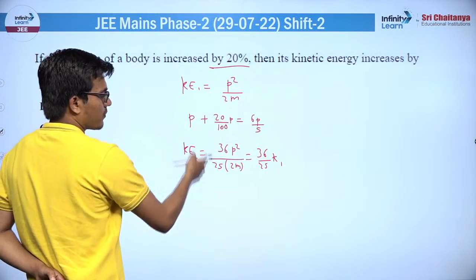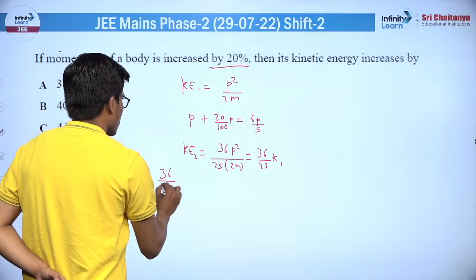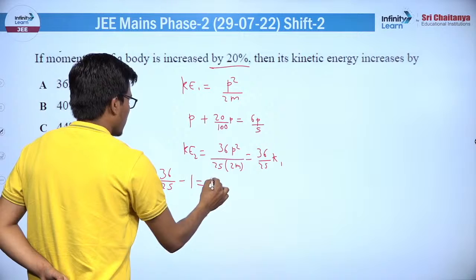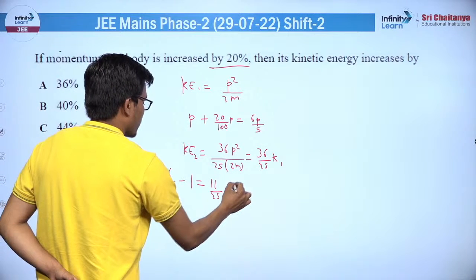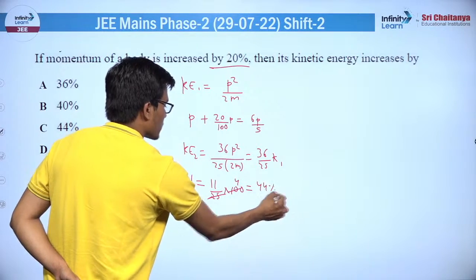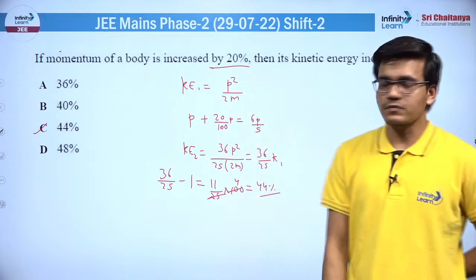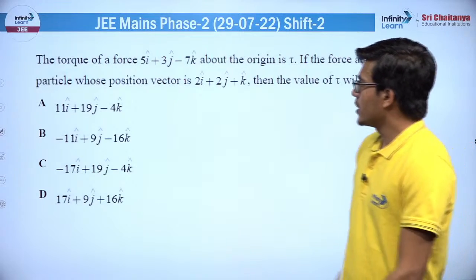And you have to find the fractional change. So obviously if momentum is increasing, kinetic energy will increase. So K2 by K1 minus 1, it means 11 by 25 into 100, because we want percentage change. So 44% should be my right answer. That is given in C option. Moving to the next question.